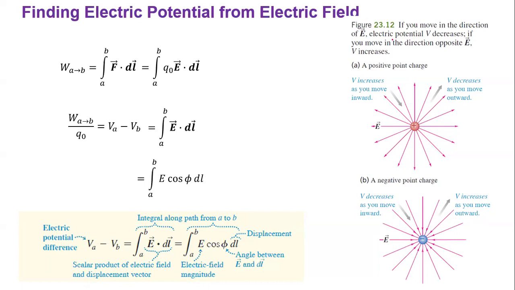If you look at the figure, if you move in the direction of the electric field E, the electric potential V decreases. If you move in the direction opposite to E, V increases. So, for example, for a positive point charge, V increases as you move inward and the potential decreases as you move outward. But if it's a negative point charge, V decreases as you move inward and V increases as you move outward.